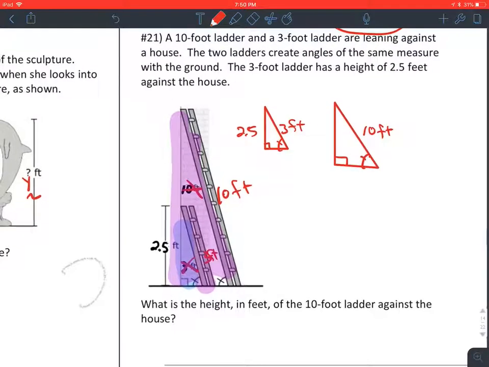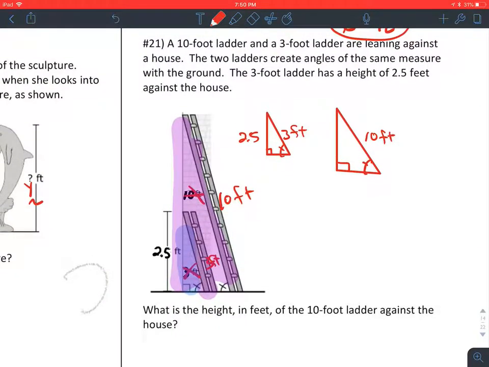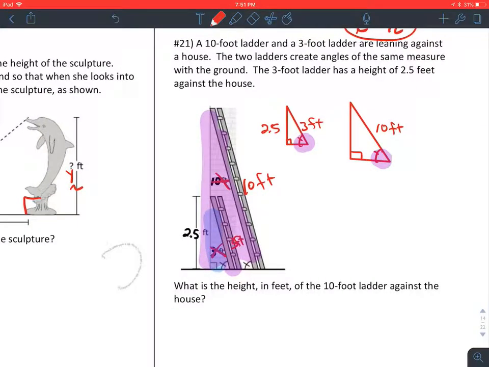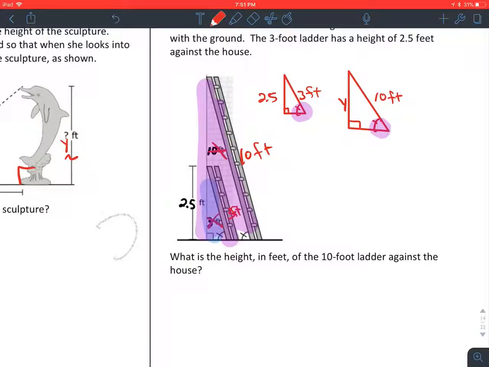Let's finish reading the question. I got a little eager. The two ladders create angles of the same measure with the ground. That's this angle and this angle. The 3-foot ladder has a height of 2.5 feet against the house. That's this part here. Question: what is the height in feet of the 10-foot ladder against the house? So that's this y value.